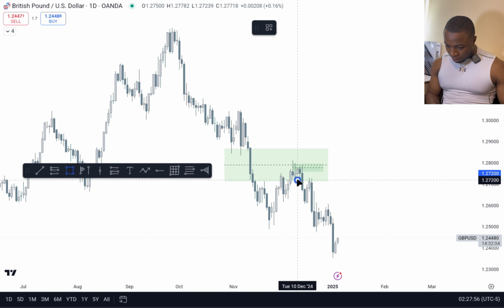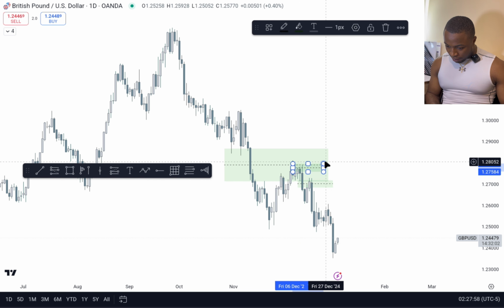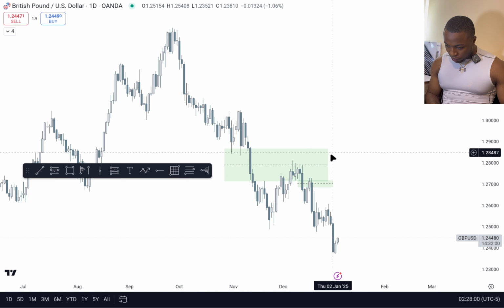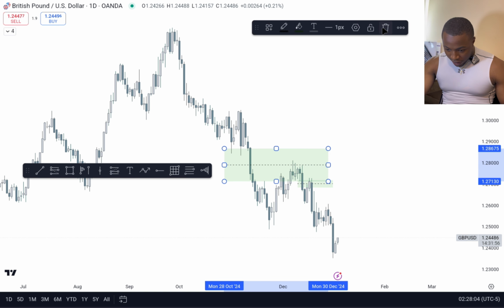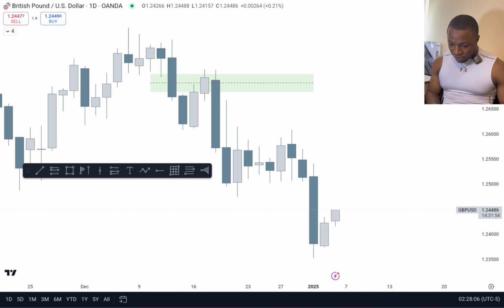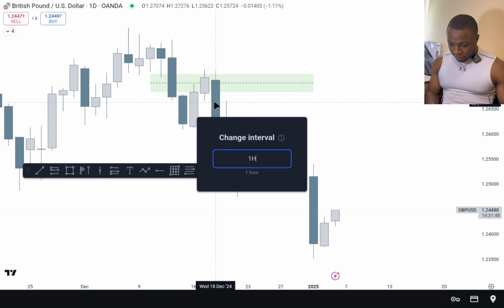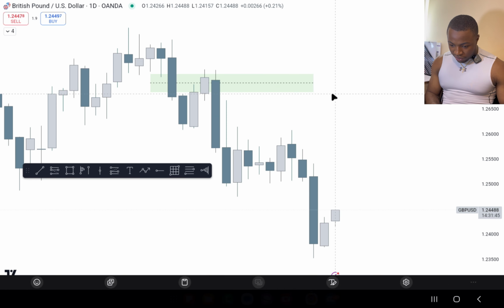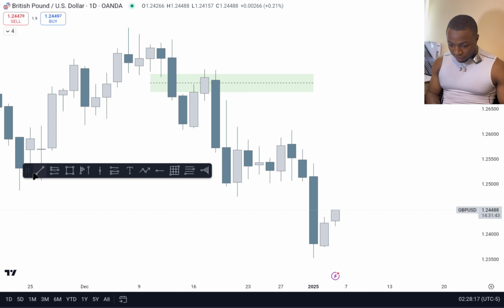Okay, we had this daily internal range liquidity. Let me delete this so you can see properly. We had this daily internal range liquidity, which is a fair value gap, and we have external range liquidity. Wait, let me show you external range liquidity here, which is this resting low, right?